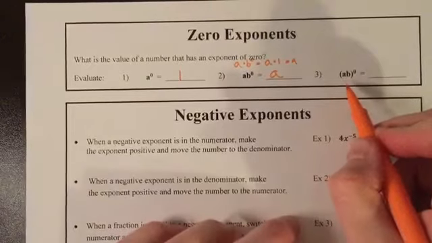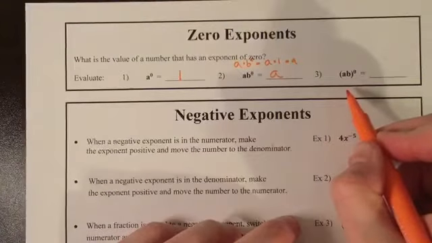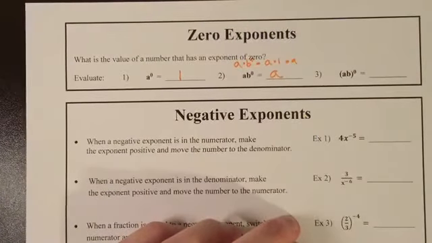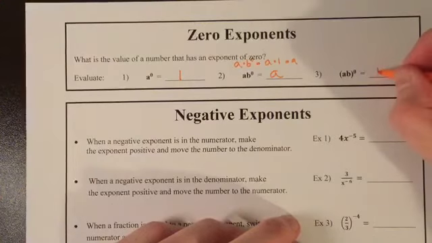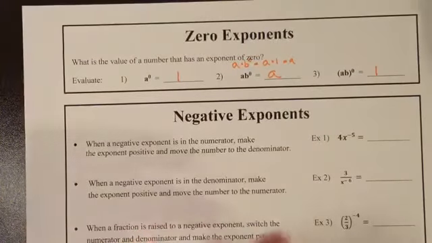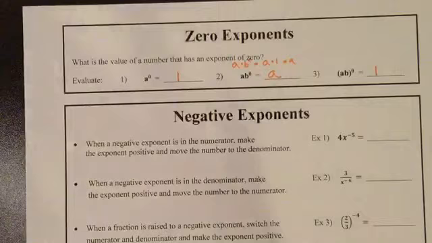However, if we look at example 3, we've got ab in parentheses. So ab is the base, so the entire thing becomes 1. So again, naming that base, being able to identify that base is very important.